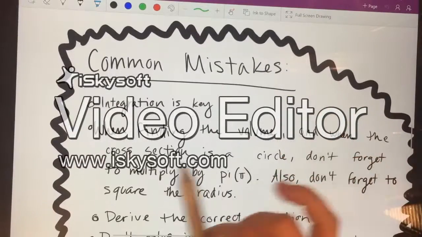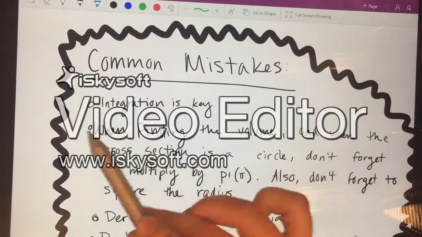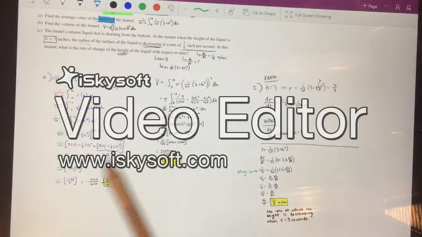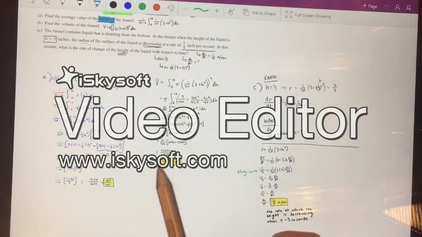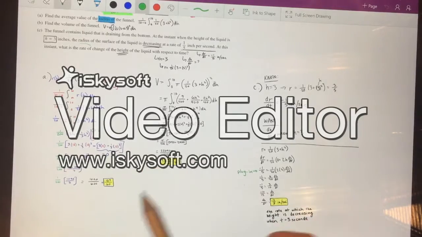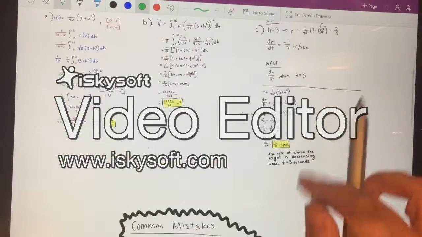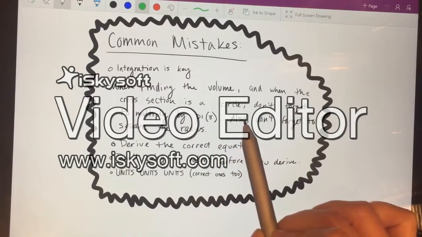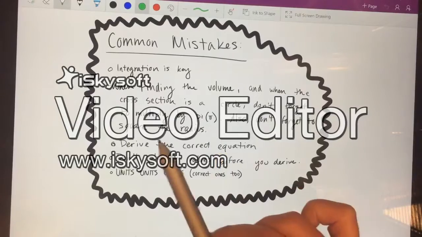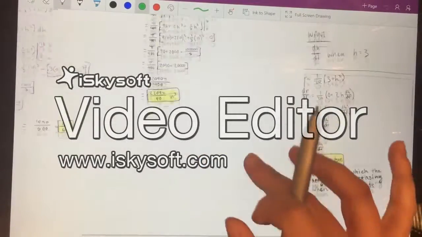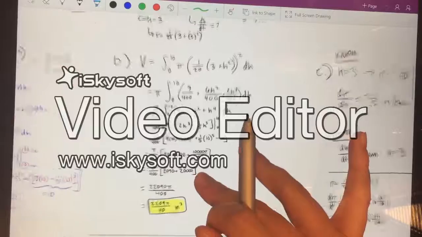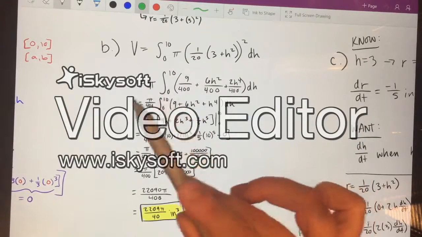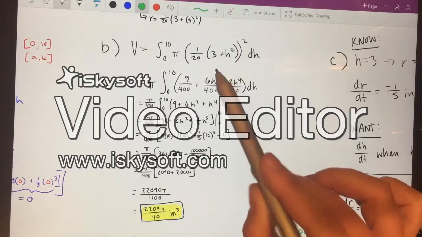So what are some common mistakes? Well, first off, integration and deriving is key. If you don't know how to integrate or derive correctly for all of these problems, you will get very few, if any, points for this FRQ. Also, when finding the volume and the cross section is a circle, don't forget to multiply by pi and square the radius. I know I forget to do this a lot, so for this part B, don't forget to put your pi out in front or inside, whichever you prefer, and square the radius.